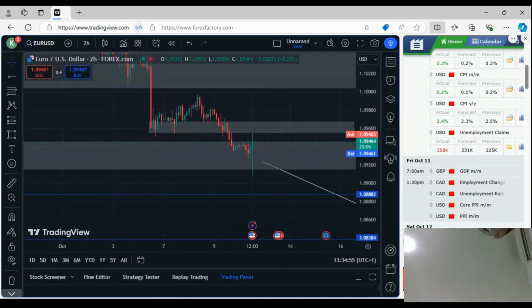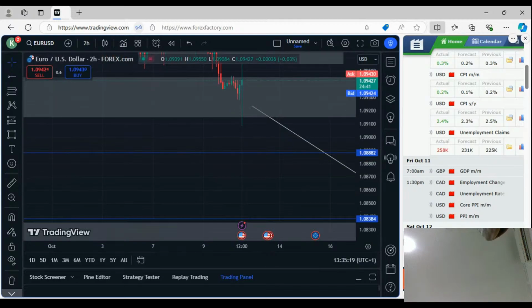My eyes are on gold, and if I see a visible setup on the gold, I will definitely give a call. But I'm seeing currently that my point of interest to sell the gold is at 2645.86. But then let's see what 2 p.m. has for us.